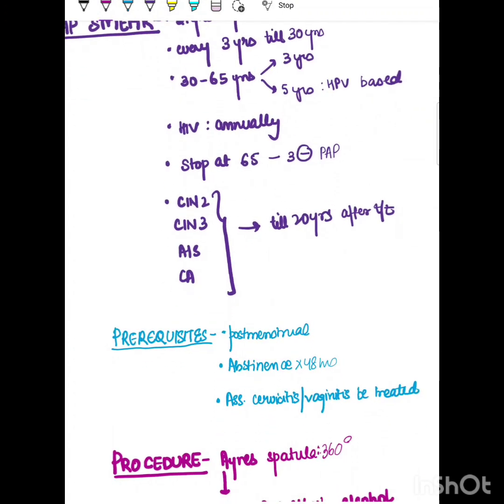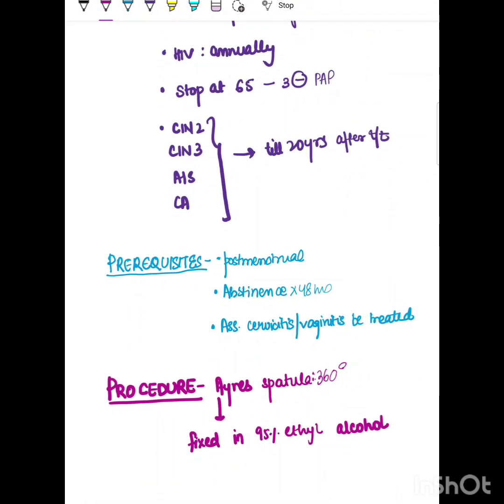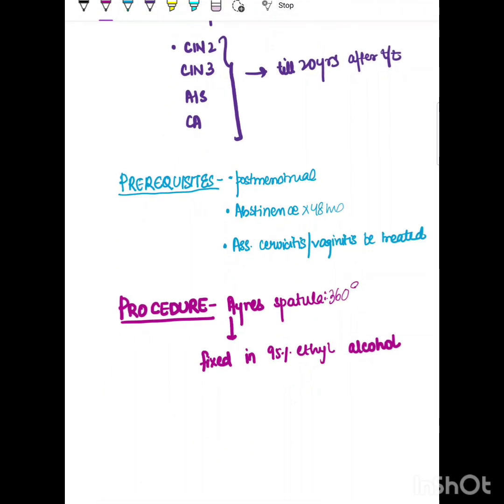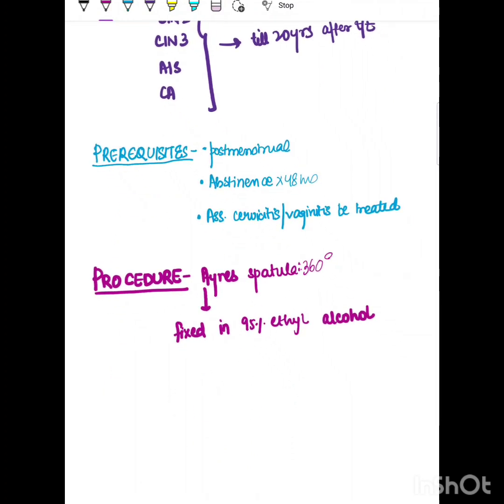Then what are the prerequisites of pap? It has to be done post-menstrually. Abstinence should be there for 48 hours, and if the female has any cervicitis or vaginitis, it should be treated. What is the procedure? We use an Ayre spatula. It is a frequently asked question, and it is rotated 360 degrees, and it is fixed in 95% ethyl alcohol. It is commonly asked in Viva. Remember, it is not formalin, it is ethyl alcohol.